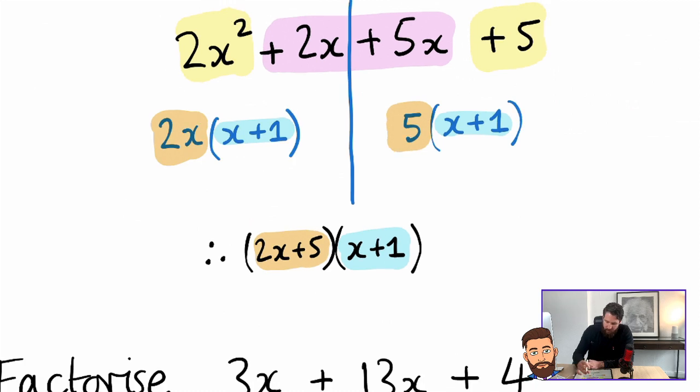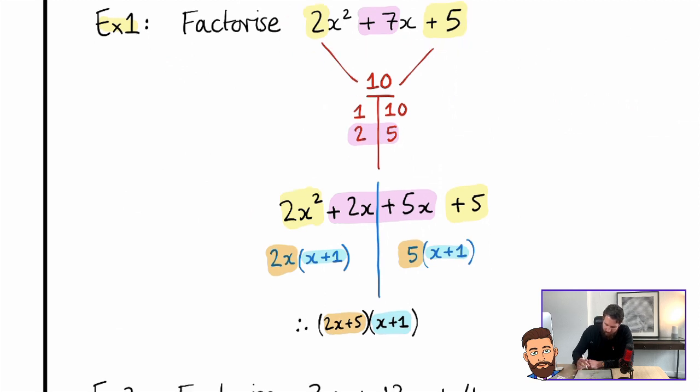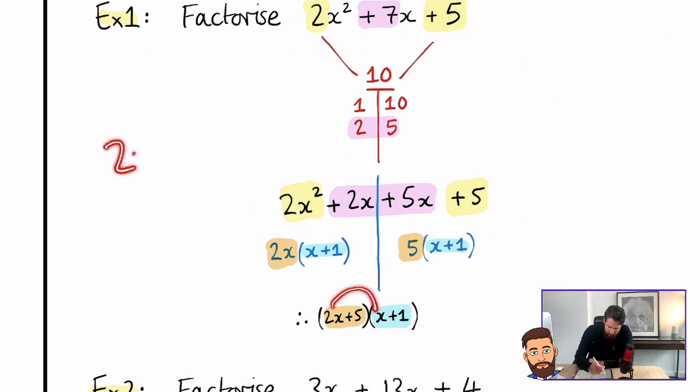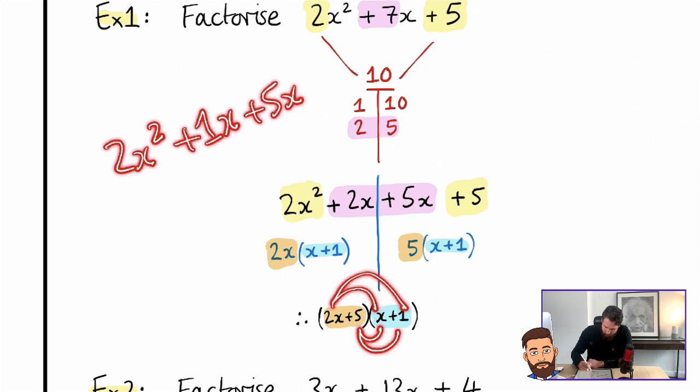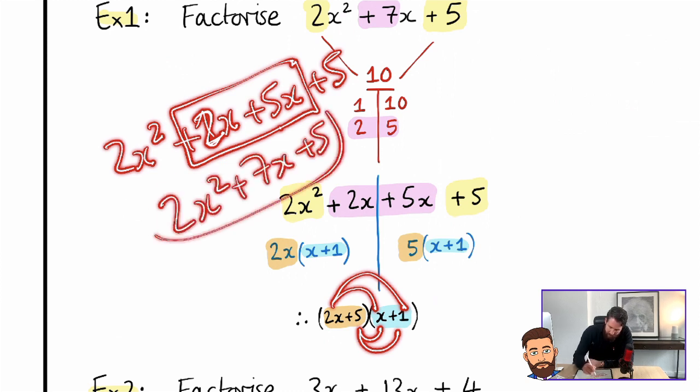Okay, we can check if I expand this, I should get 2x squared plus 7x plus 5. So let's check. 2x times x is 2x squared. 2x times 1 is plus 2x. 5 times x is plus 5x. 5 times 1 is plus 5. Now, we know, don't we, that that can be simplified. 2x plus 5x is 7x, so 2x squared plus 7x plus 5. And as you can see, that is exactly the same as what we started with.